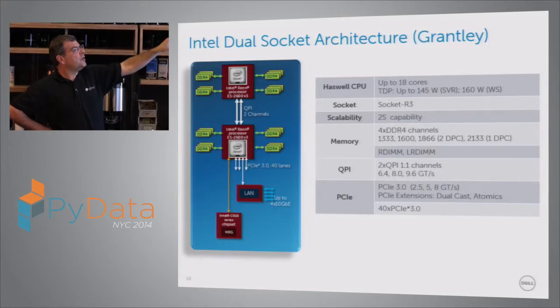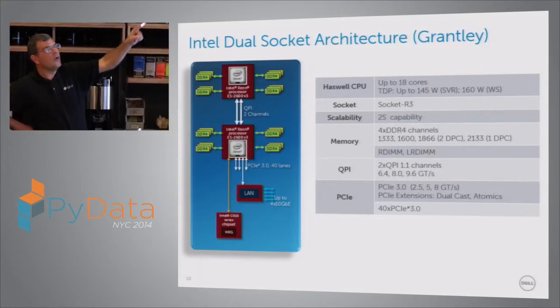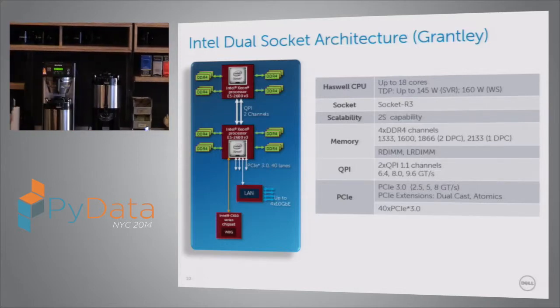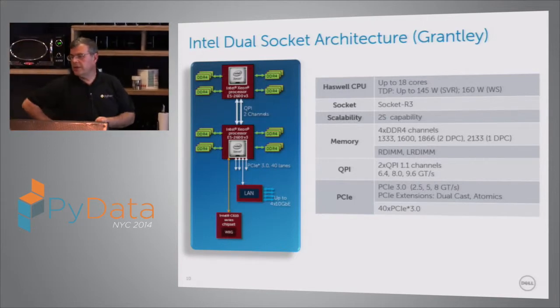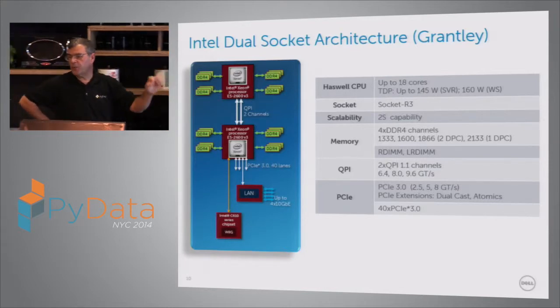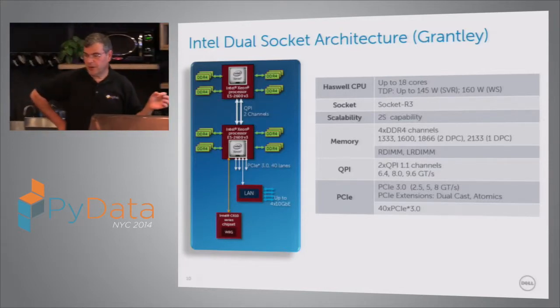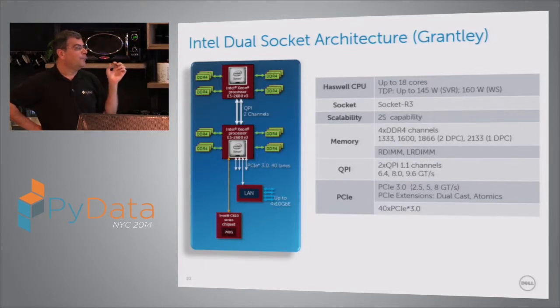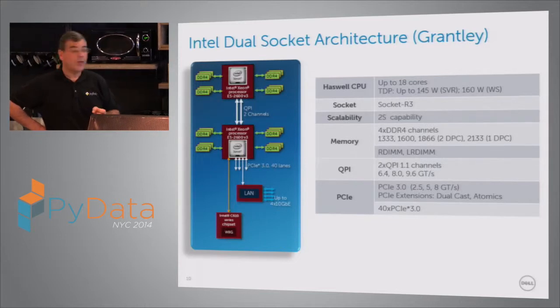The latest generation of Intel stuff is known as the Grantley architecture. That's describing the socket organization. And the code name for the processors themselves is Haswell. Top line specs, we can get 18 cores in each one of those processors today. They have 4 channels of DDR4, which lets you go up to 2133 megatransactions per second. They're fast. Some specs on the QPI.